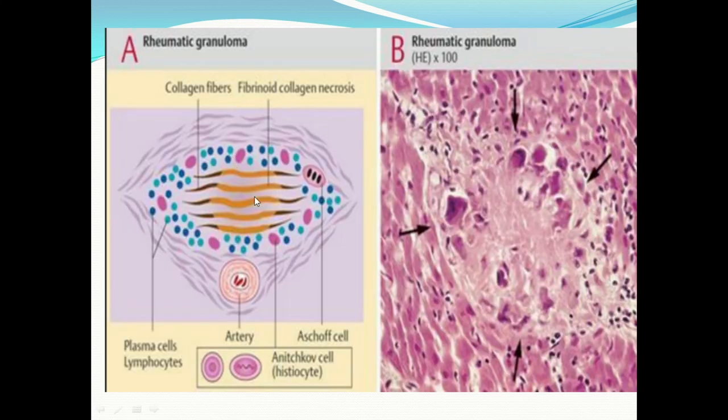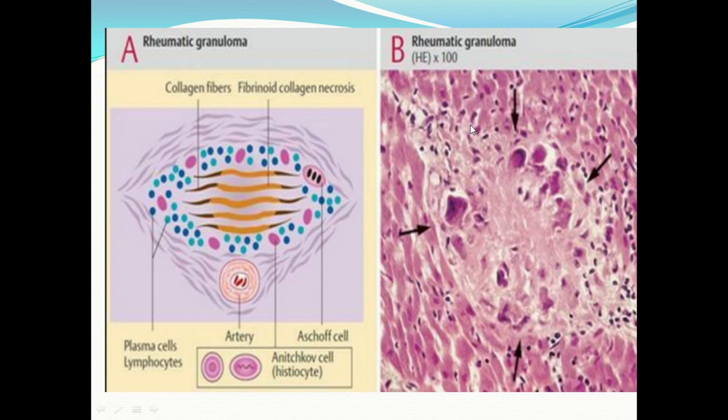Again, in the schematic diagram you can see the collagen fibers, in which there will be fibrinoid collagen necrosis. You can see the plasma cells, the lymphocytes, and the Anitschkow cells. It's the activated macrophage, and these activated macrophages come together and form giant cells in the form of Aschoff cells, and it is related to the artery.